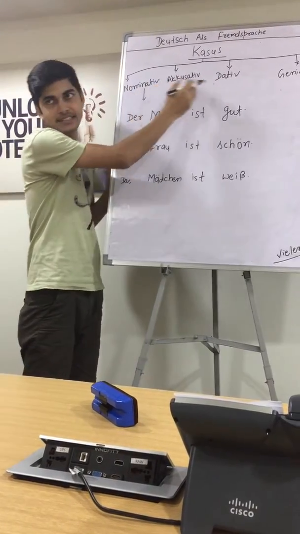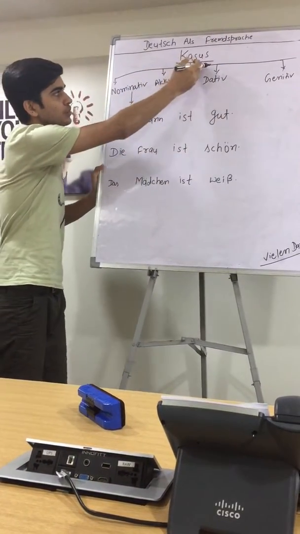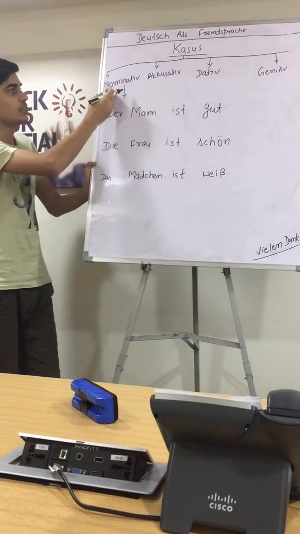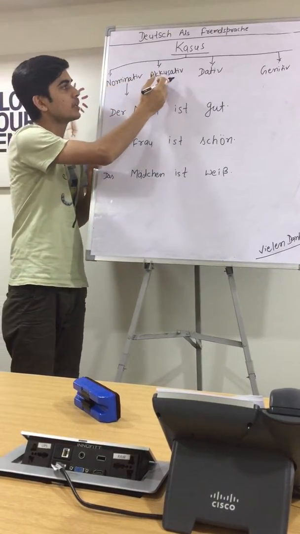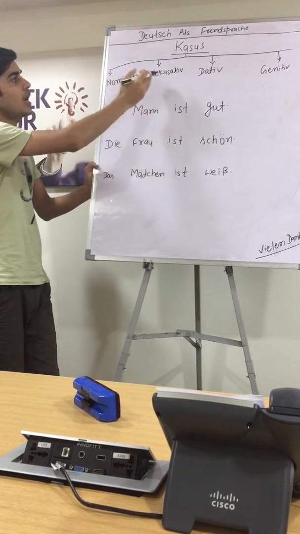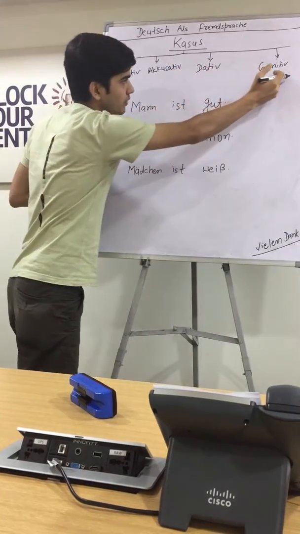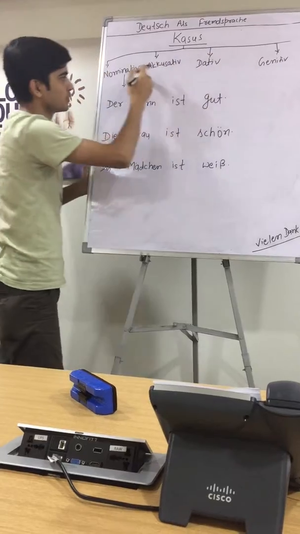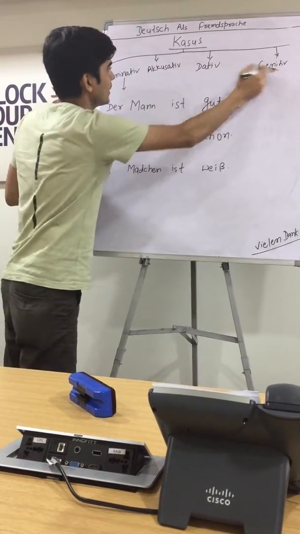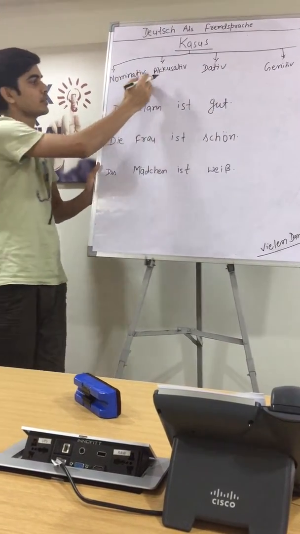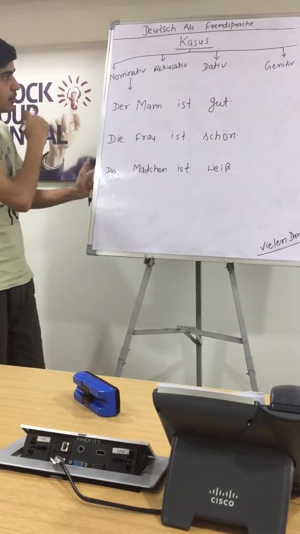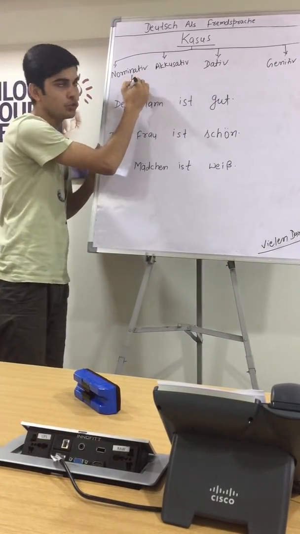So there are 4 cases in German, Kasus, that is cases. The first one is nominative, the second one is accusative, the third one is dative, and the fourth one is genitive. So these are the 4 cases of the German language, in German grammar. The first one is nominative.